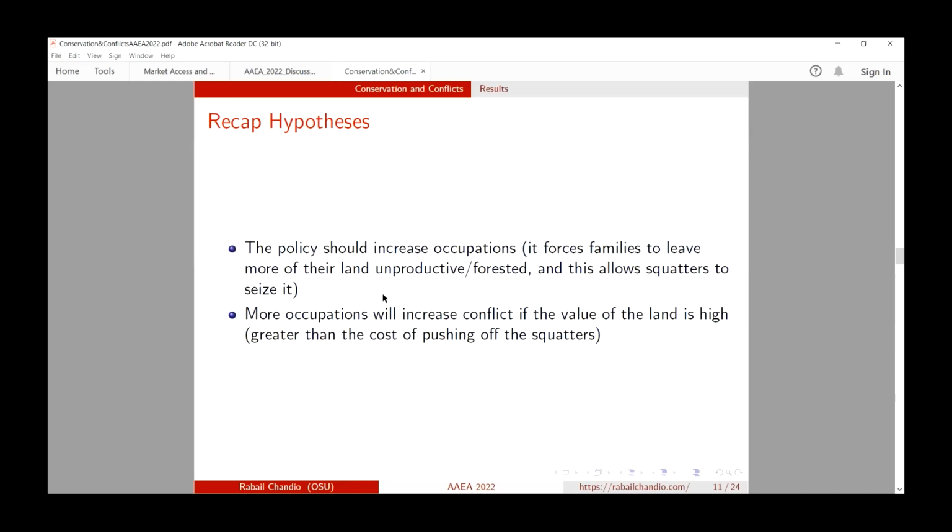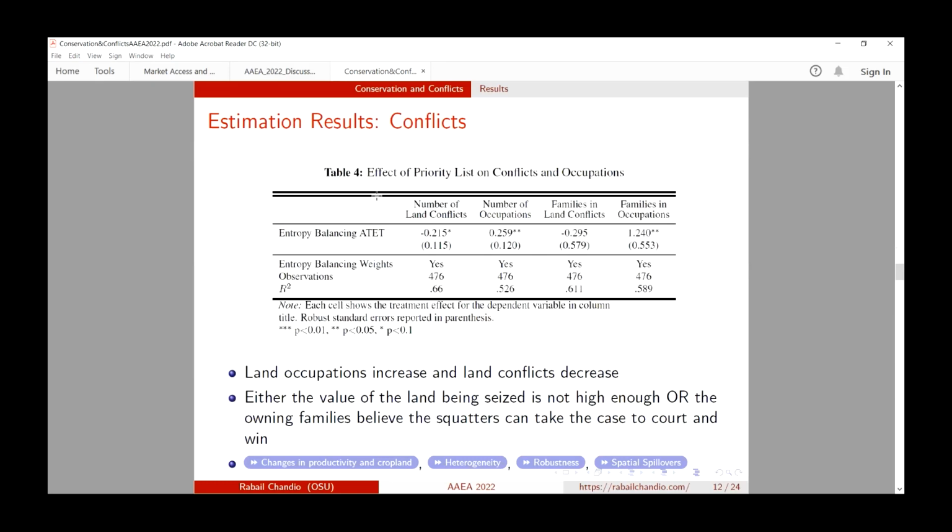So just quickly recapping, the hypotheses we had were, first, the policy should increase occupations, and two, the higher number of occupations will increase conflict if the value of the land is high enough for the landowners to fight for it really, really hard. Main estimation results from the equation I presented before are here. The number of conflicts significantly decrease, and the number of occupations significantly increase. This is what we expected to see based on the model, based on the context.